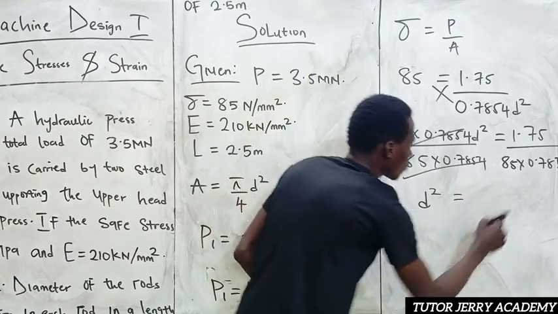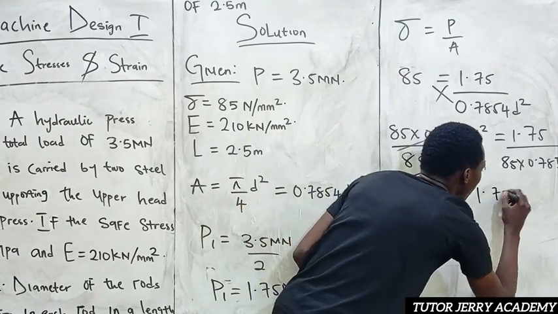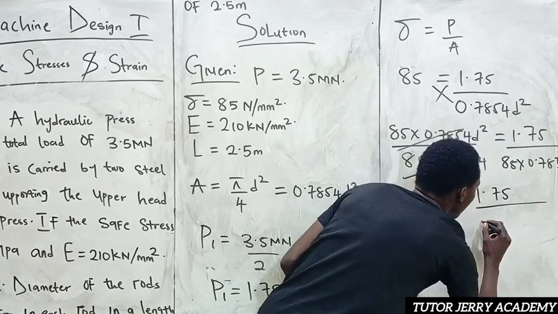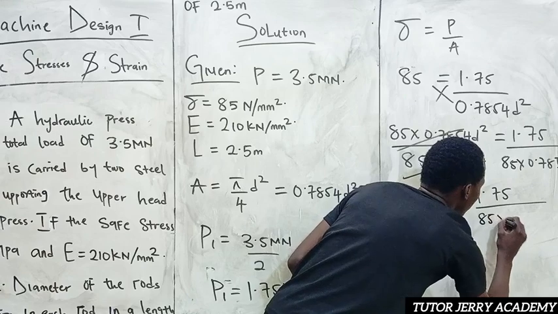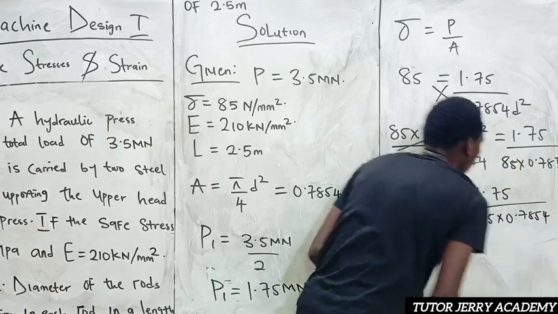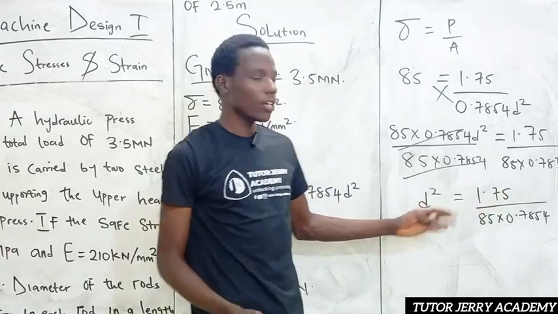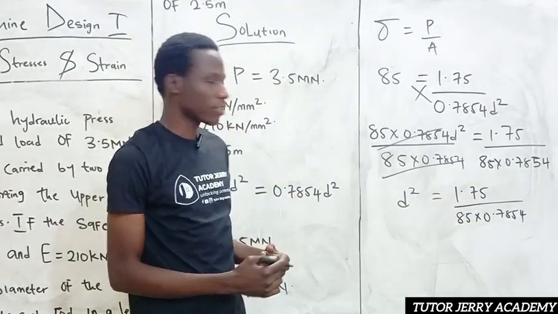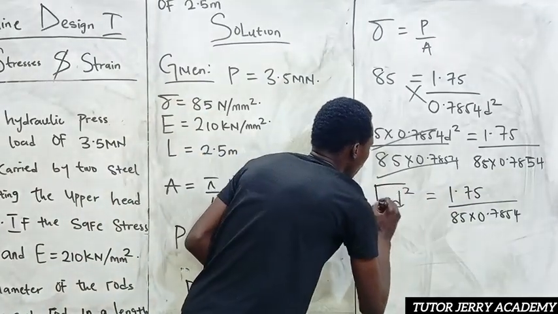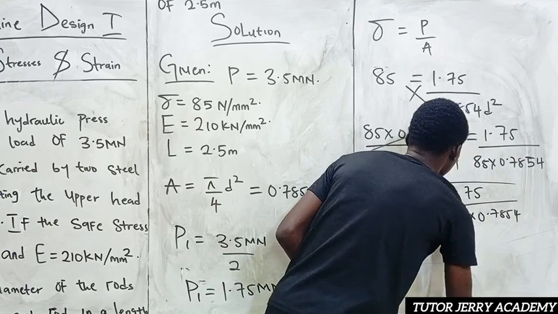Now, I will just bring this down. I'm going to be having 1.75 all over 85 times 0.7854. What do I do next? Of course, I can take the square root of both sides in order to make d the subject. If I do that, you agree with me that the square root will go with the square. So I'm going to be having another square root here.